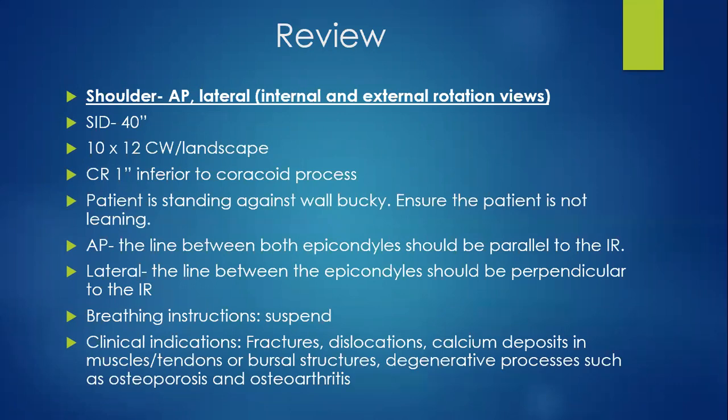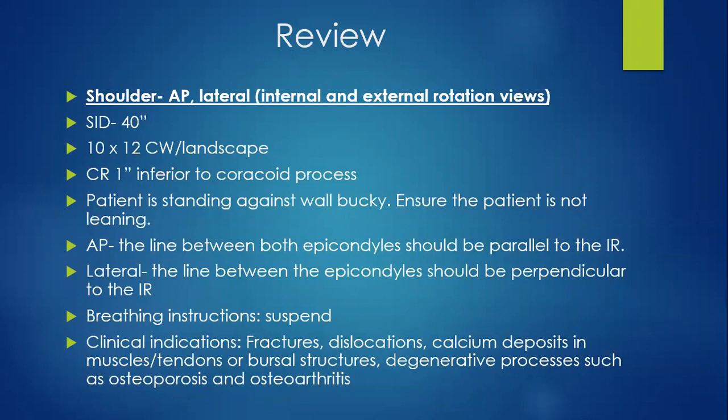Patient's going to be erect against the wall bucky. Ensure the patient is not leaning. This is probably the most common way and the preferred way. The AP, the line between both epicondyles, is going to be parallel to the IR. That lets you have an AP elbow, which gives you the external rotation. Externally rotate the hand till that line is straight with the IR.